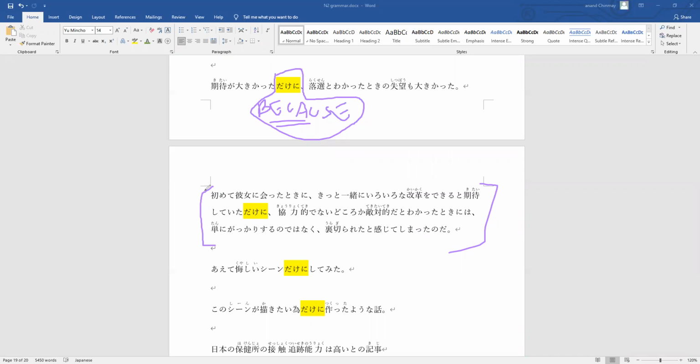Anybody who wants to translate? All three of you need to translate this sentence. 初めて彼女に会った時にきっと一緒にいろいろな改革をできる. Reformation, changes, alteration. 改革 is a reformation, reorganization, a kind of reformation of thoughts, of a relationship, reorganization with somebody. Basically changing or reforming some thought or relationship. In this case, relationship.